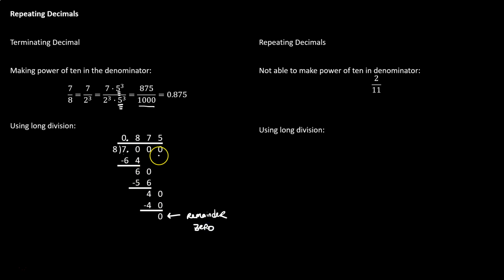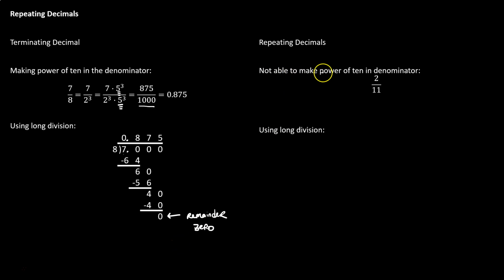Now, if we didn't have a remainder 0, we would add zeros on to the dividend until we get to a remainder 0. However, sometimes we will never get to a remainder 0, and in those cases, we're talking about a repeating decimal or an irrational number. So in a terminating decimal situation, we can either make a power of 10 in the denominator and then translate that to a decimal, or we can use long division until we get to a remainder 0. And then we know we're done converting the fraction into a decimal.